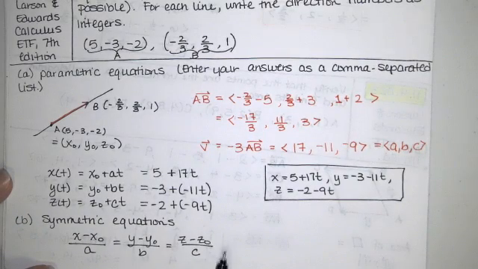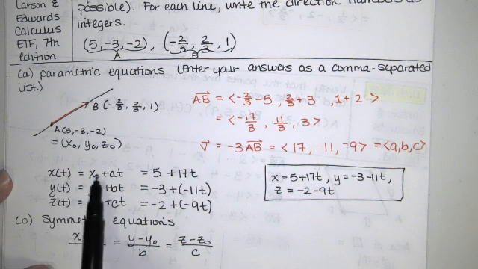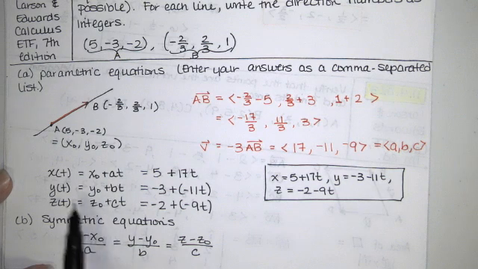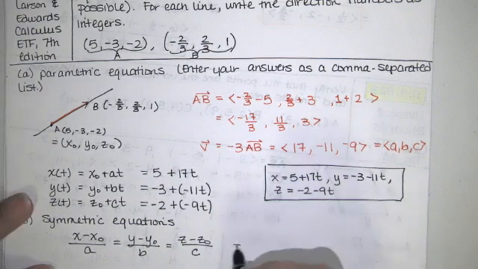Now, if you're wondering where these formulas come from, it just comes from taking these equations and solving each of them for t. If I take this one and solve for t, I get x minus x naught over A is equal to t. If I take this one and solve for t, I get y minus y naught over B is equal to t. So if we solve all of these for t and then we set them equal to each other, we get this.